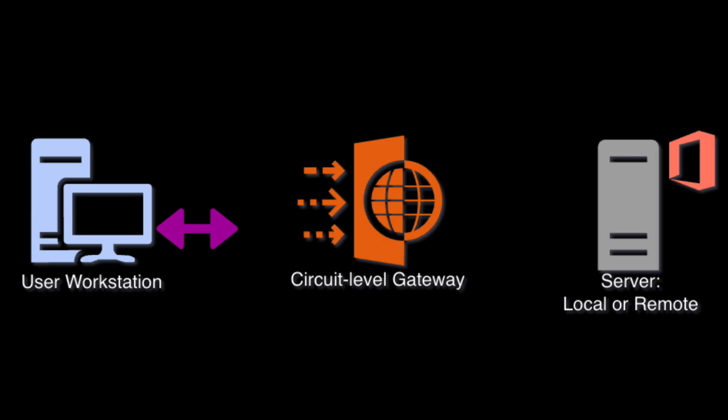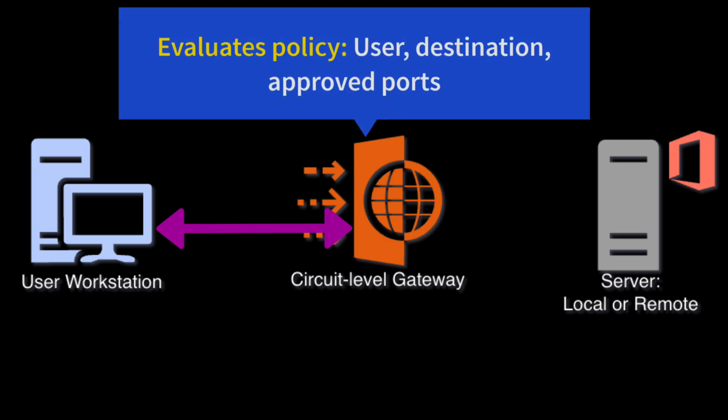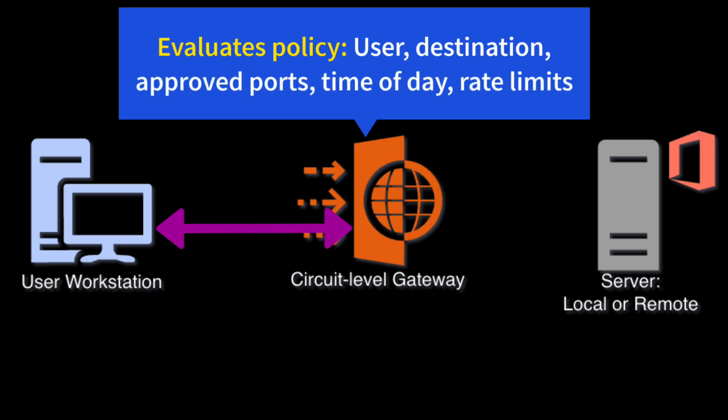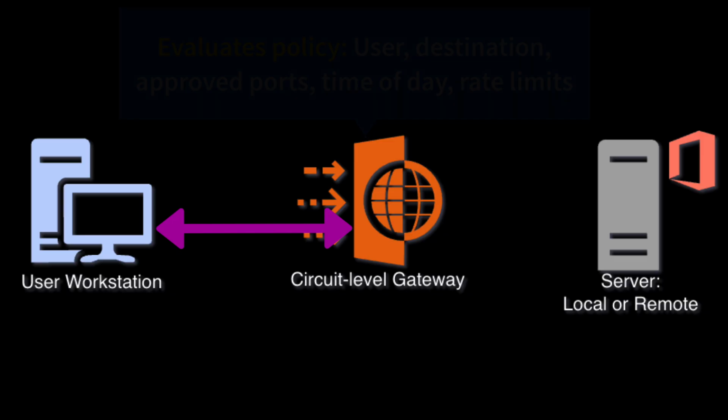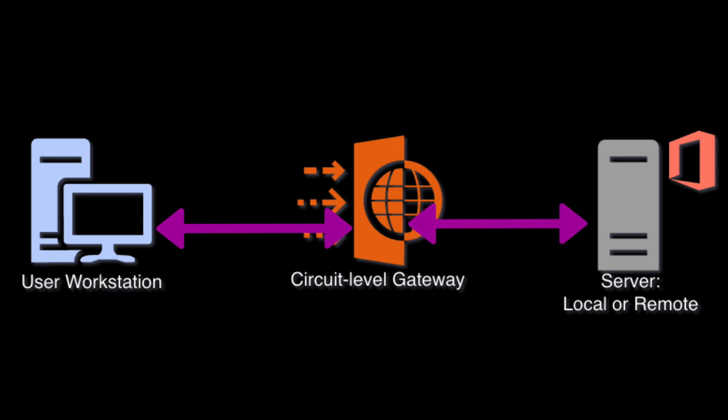Here's the circuit-level flow. First, the client connects to the gateway and asks it to reach a destination. Second, the gateway evaluates that request against policy. Maybe only certain users can go out, only specific destinations are allowed, and only on approved ports. Many organizations add time-of-day controls or rate limits to reduce misuse. Third, if the request is allowed, the gateway opens the outbound connection to the destination. Fourth, it relays traffic between the two circuits.